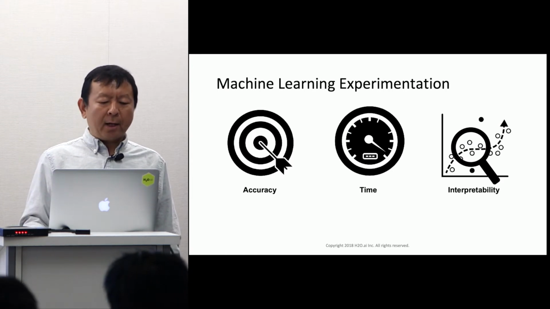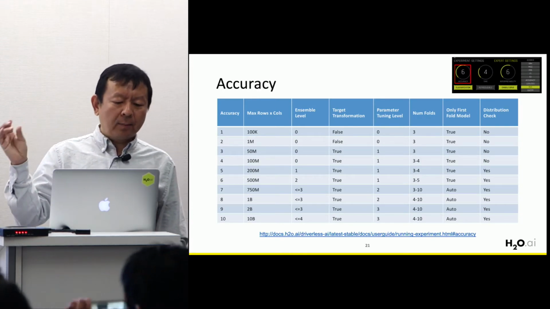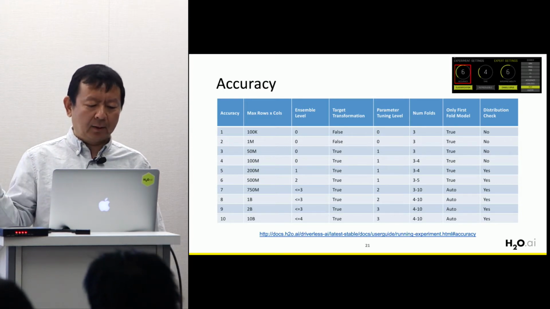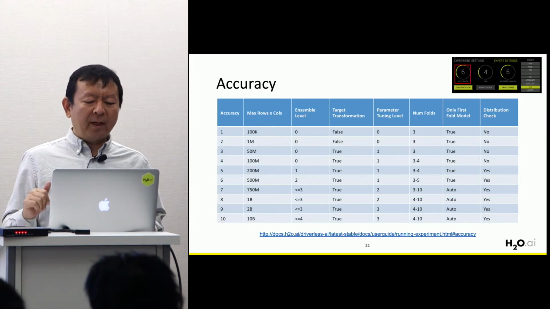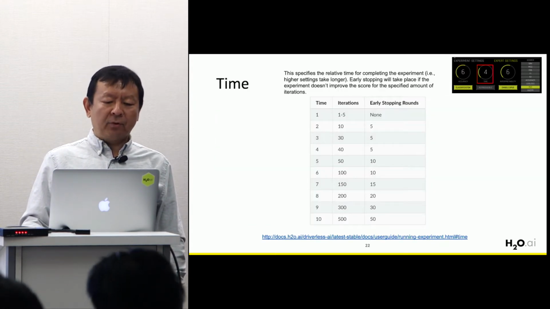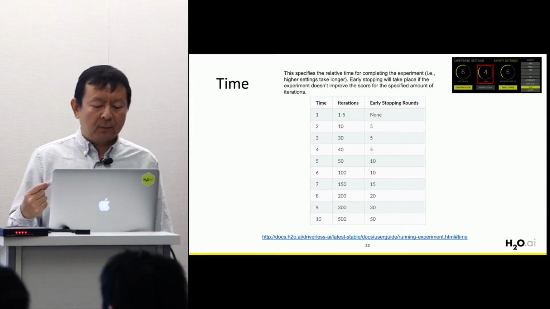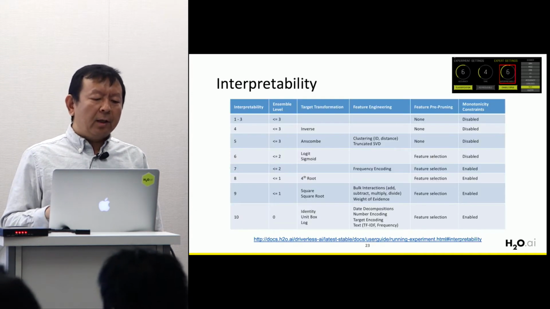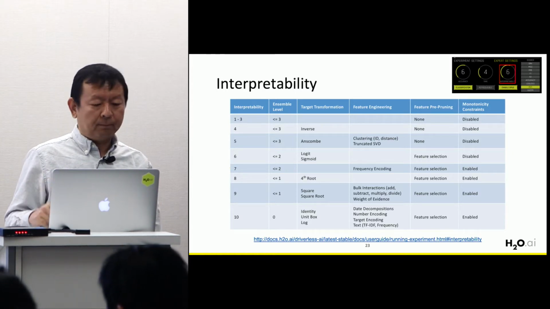Accuracy will decide the maximum rows we will use for each round of testing. Also, do we do target encoding? Do we do target transformation? How many folds we will create for cross-validation, this kind of stuff. The time will decide how many iterations we will run, and for each iteration, what's the early stopping condition, this kind of stuff. Interpretability will decide mainly our feature engineering effort.